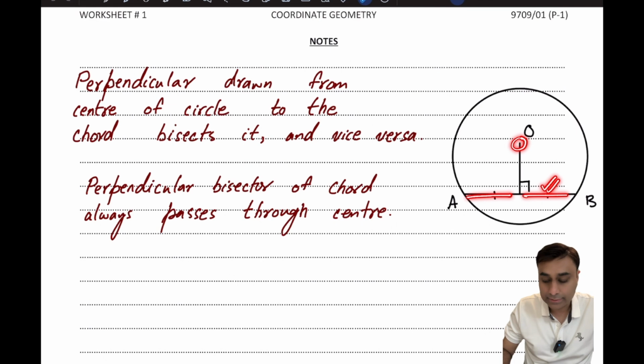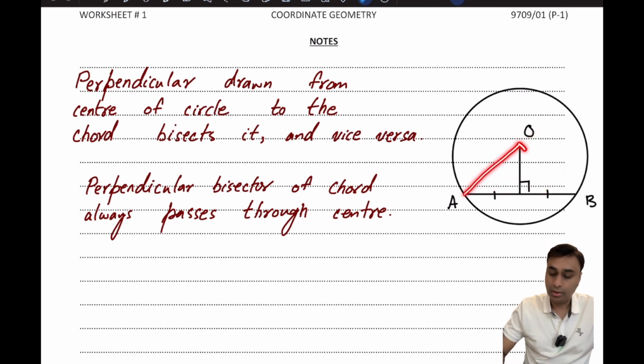That is, it is going to be dividing the chord into two equal lengths, and vice versa. If you have bisected the chord from the center, then it should be perpendicular. And then again, it also forms a pair of triangles which are congruent to each other as well. And you can also identify that this length is going to be the radius of the circle. This length again would be equal to the radius of the circle.